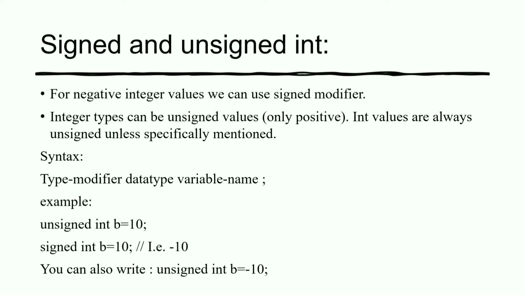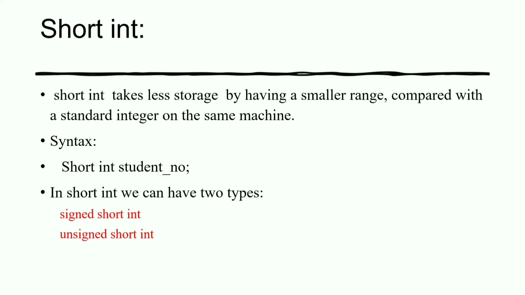I hope signed and unsigned is clear. Simply, we have two types of integers, negative and positive, and 0. If you want to read or write negative integers, simply use the signed keyword. If not, unsigned, or mentioning unsigned is of no use. It just indicates to the user that it is a positive value. That's it. Next, we'll see what is a short int.